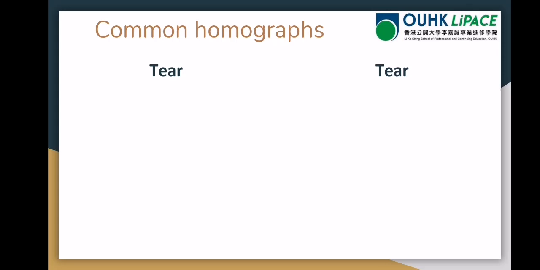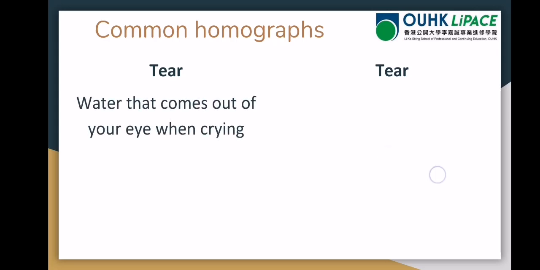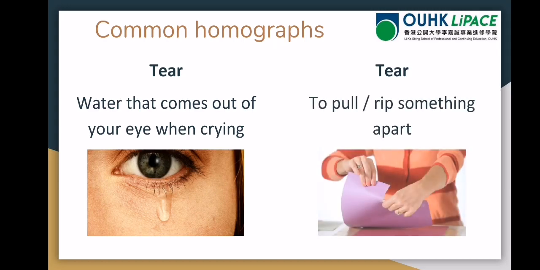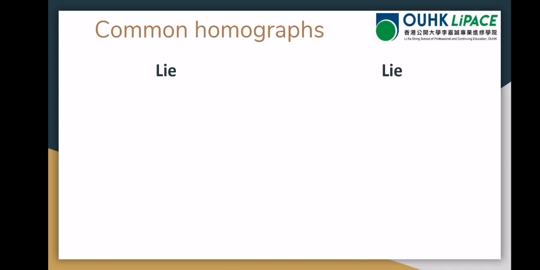So when you think of this word here, you probably think of tear, which is what comes out of your eye when you cry. However, it could also mean tear. To tear something apart means to rip it or pull it apart. You know, you can tear apart paper or you can tear a muscle if you're hurt in sports. And so this is why in written English, these homographs can be a little bit confusing.